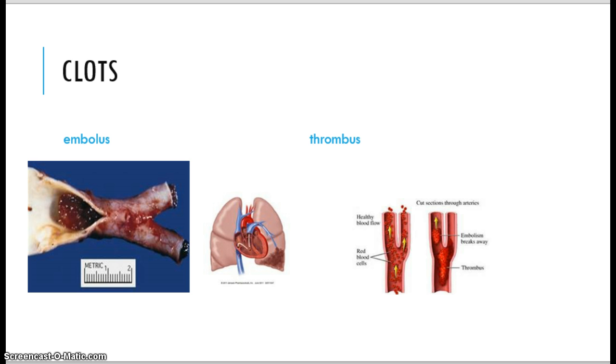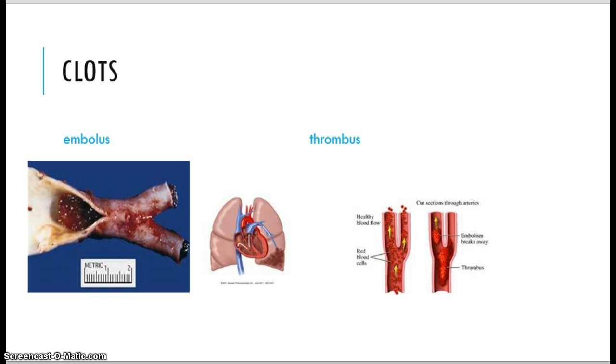When we have clots, we have a thrombus and we have an embolus. An embolus is a traveling blood clot, and a thrombus is a clot that's stationary. We typically think of a thrombus in the lower extremity or in the calf area, possibly from bed rest or sitting on an airplane too long without getting up and moving.